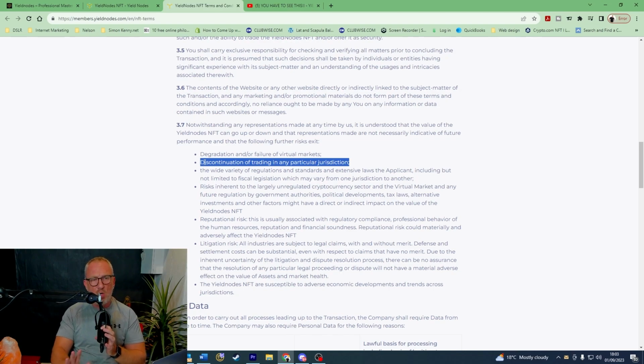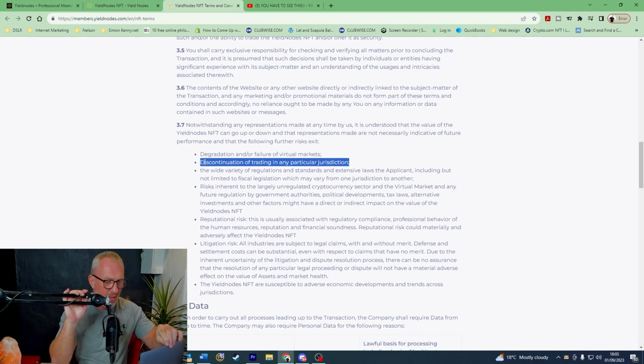This whole thing is nonsensical, and in my opinion, it's the end of Yield Nodes. It's the end of your investment, my investment. Nobody's going to get any money out of this other than the owners of Yield Nodes, many of which are no longer even around. Nothing's happening on their Discord server.